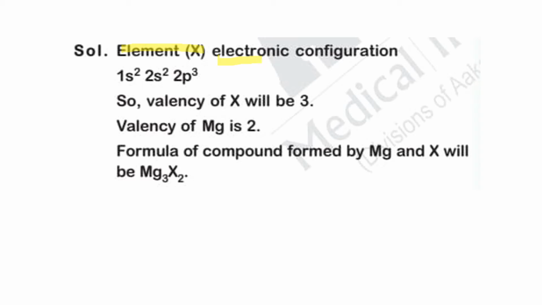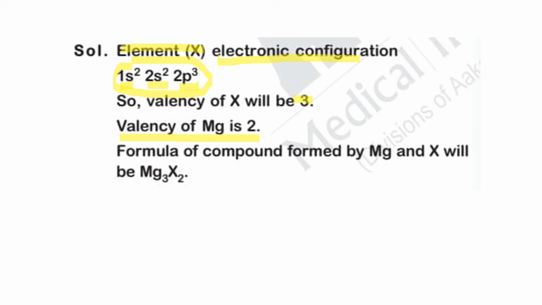The electronic configuration will be 1s2, 2s2 and 2p3. So the valency of X will be 3, because there are three electrons in the outer orbitals in the electronic configuration of element X, so the valency is 3, and we all know that the valency of Mg is 2.